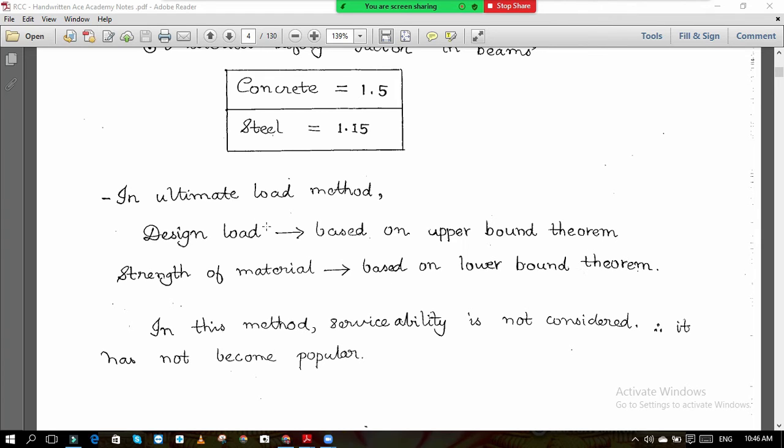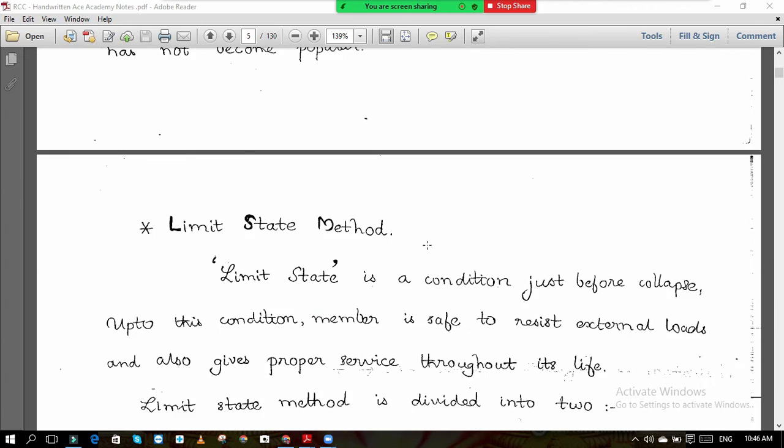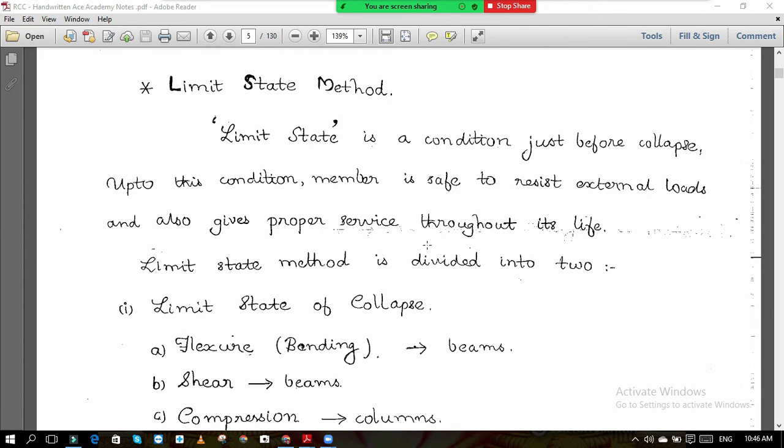So in short, this is the ultimate load method. It is not popular because serviceability is not considered. And next, the final one, is the limit state method. As you have already seen what the limit state method is, I will just give you the overview of what is written over here. The limit state is the condition just before the collapse. Up to this condition the member is safe to resist the external loads and also gives proper service throughout its life.